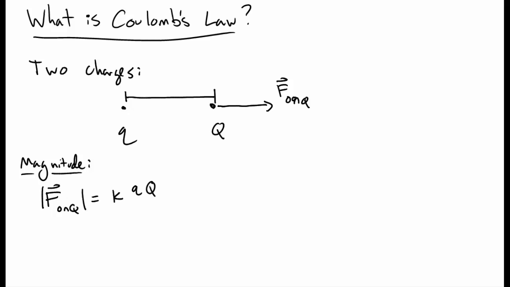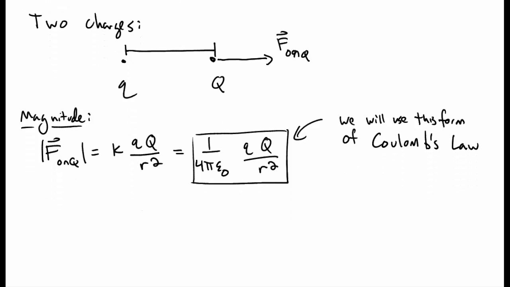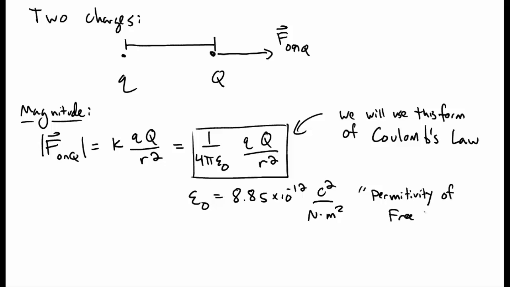We learned in introductory physics that the magnitude is k q Q over r squared. Or we can write this as 1 over 4 pi epsilon naught q Q over r squared. We're actually going to use this form of Coulomb's law throughout this course because the form using epsilon naught is going to be more useful for us. And this epsilon naught quantity is known to be 8.85 times 10 to the negative 12 Coulomb squared over Newton meter squared. It's called the permittivity of free space. It's one of these fundamental constants that will show up a lot in electricity and magnetism.